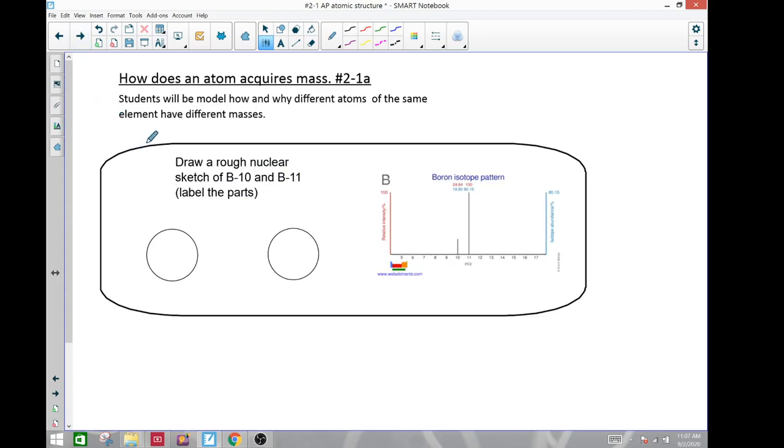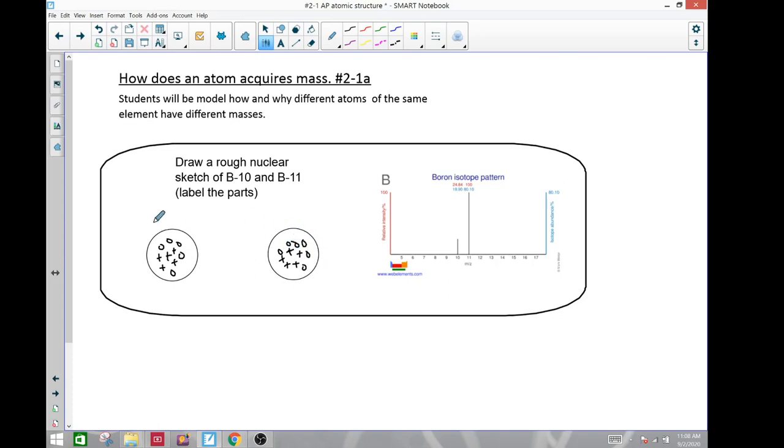All right, next we have, how does an atom acquire mass? Students should be able to model how and why different atoms of the same element have different masses. So draw a rough nuclear sketch of B10 and B11. Label the parts. Boron has 5 protons, so I'm going to go 1, 2, 3, 4, 5. And this one also would have 1, 2, 3, 4, 5. And this one is going to have 10 neutrons, so I'm going to go zeros for that. 1, 2, 3, 4, 5. And this one's going to have 1, 2, 3, 4, 5, 6.